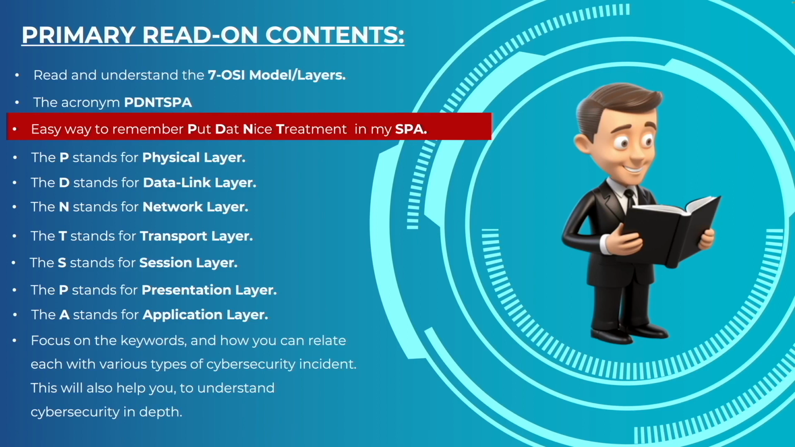So you have to understand this 7 OSI model, and each time packets are being transferred or transported over a network, which layer is responsible for each form of communication. Focus on the keywords and how you can relate each with various types of cybersecurity incidents or communication in network security. This will also help you to understand cybersecurity in depth.